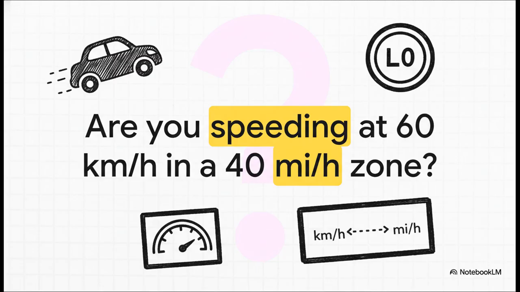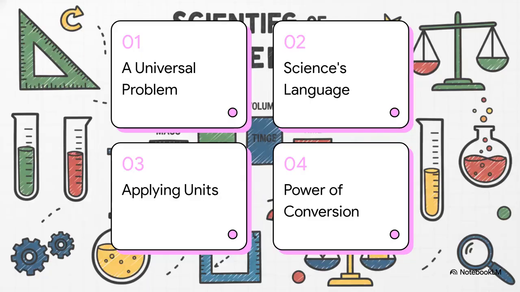Picture this. You're driving, you see a speed limit sign that says 40 miles per hour, but your speedometer reads 60 kilometers per hour. So the big question is, are you speeding? To figure that out, you have to speak both languages, miles and kilometers. And that's exactly what we're going to help you do today.